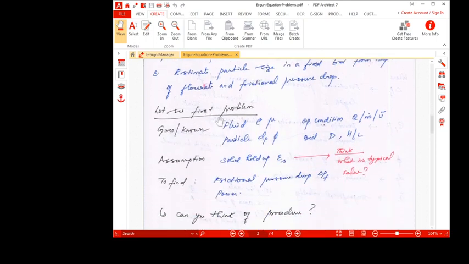So in the first one, the fluid properties are known. What I mean by fluid properties is rho and mu are known. The operating condition is known. The operating condition could be either the volumetric flow rate or the mass flow rate or the superficial velocity. The bed dimensions are known.